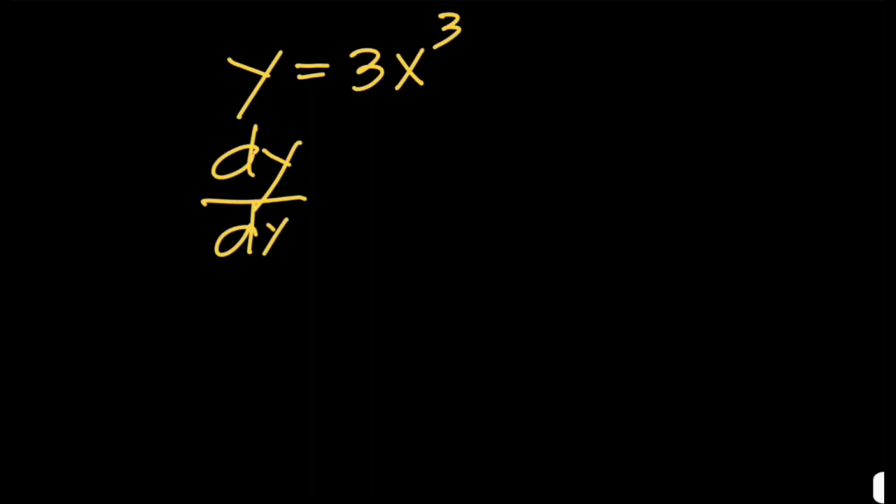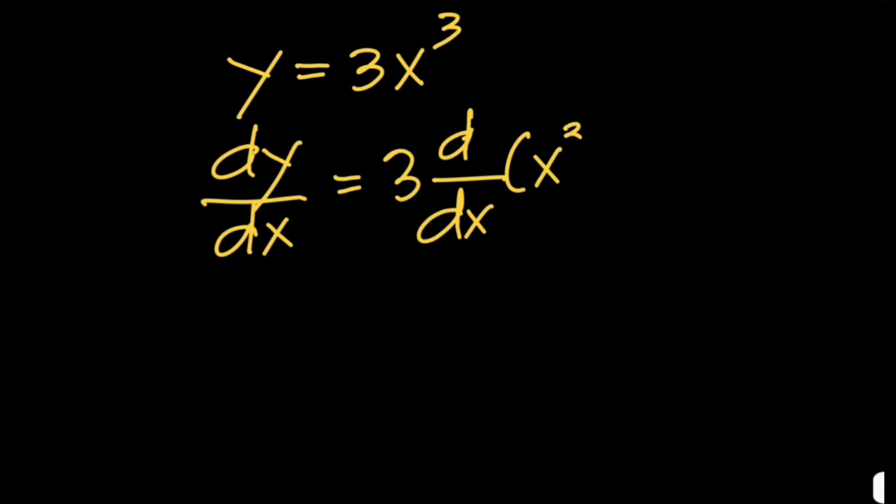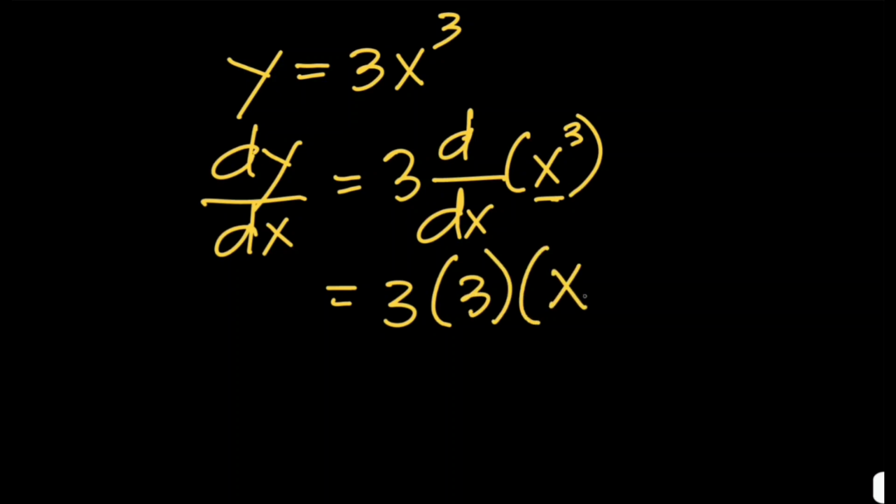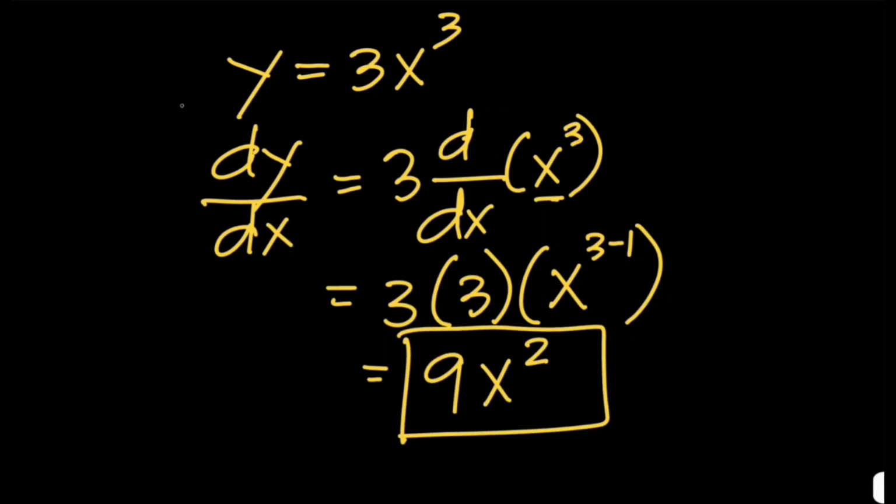How about we're given this function y equals 3x cubed? Then we get the derivative of y with respect to x. So this is just 3, the constant, times the derivative of x cubed with respect to x. So this is 3, we use the power rule for this, times the exponent, which is 3, times x to the 3 minus 1. So this is 9x squared. So 9x squared is the derivative of y equals 3x cubed.